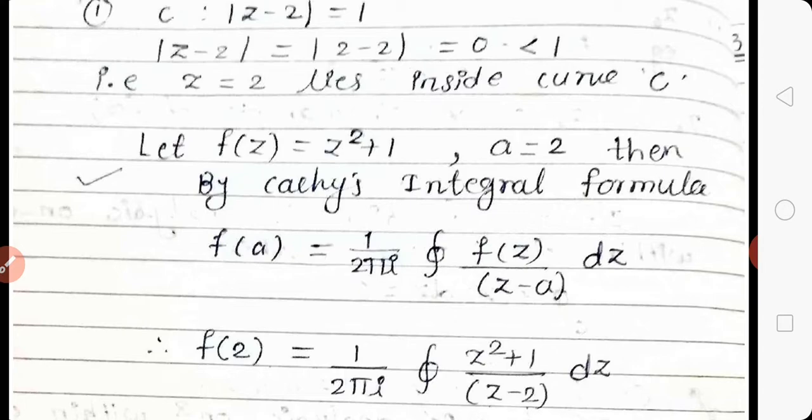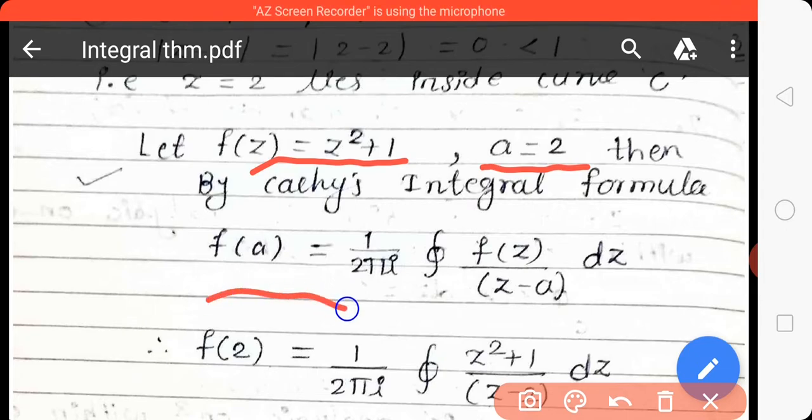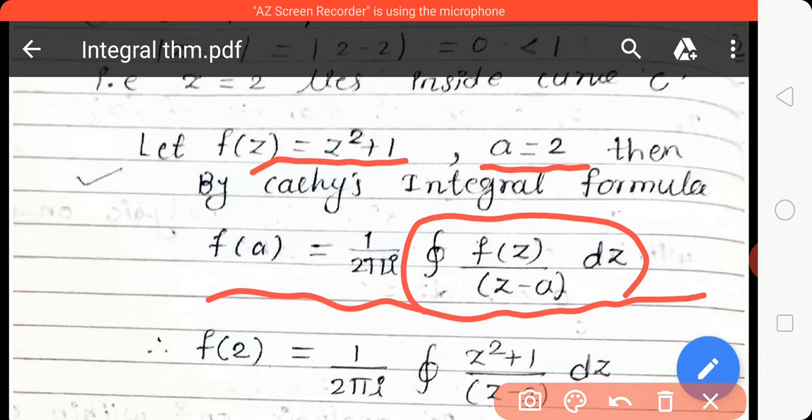Here a is equal to 2 is the point which lies inside the curve C at which the given function is not analytic. For simplification, we consider f of z is equal to z square plus 1 and a equal to 2 is the singular point. Now, by using Cauchy's integral formula, we find the value of integration. We want the value of this integration. For this, we use f of a into 2 pi i. Now, we put the values and simplify.